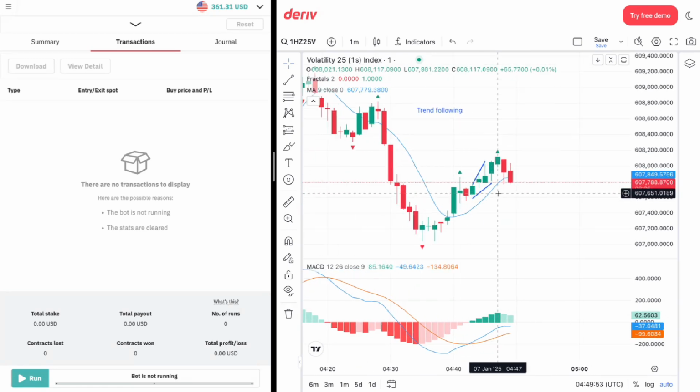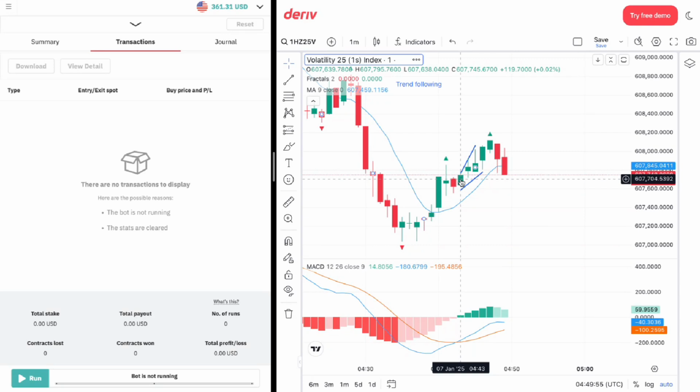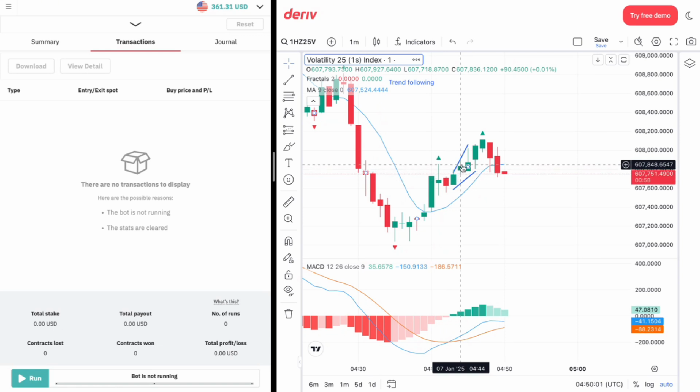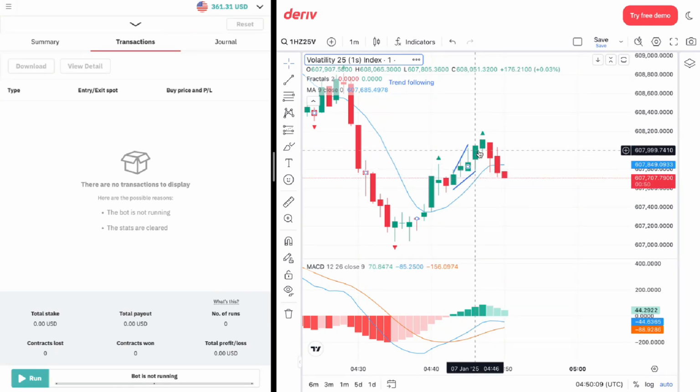So this is the body. We just expand. This is the body, and then this is a wick. And then you see another candle open within that candle and close at the top here, higher than this one. And then you see a third one that closes higher than that one. The fourth candle is always a green candle, and that is where we entered.